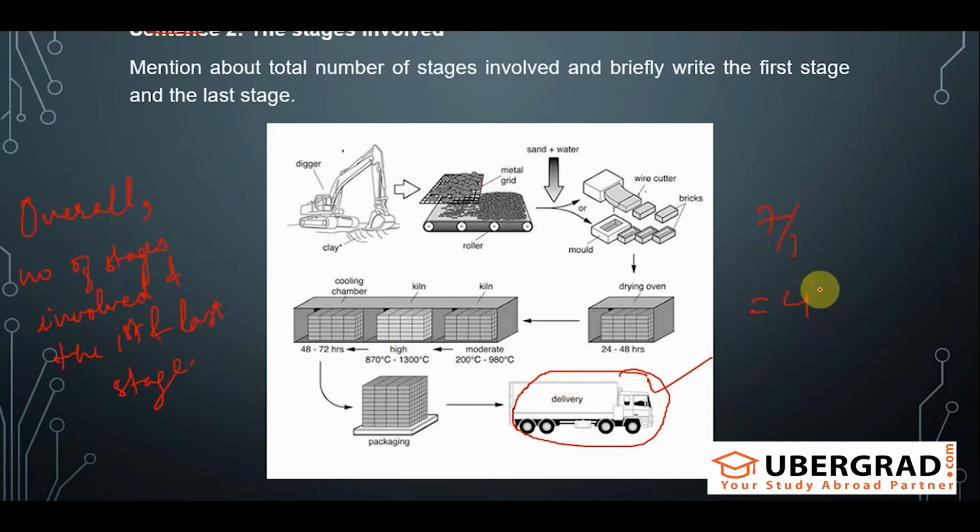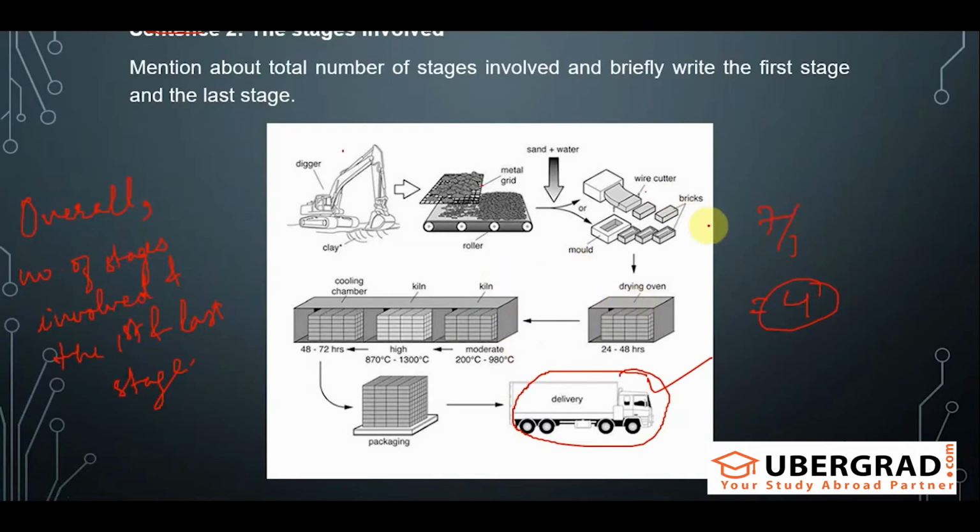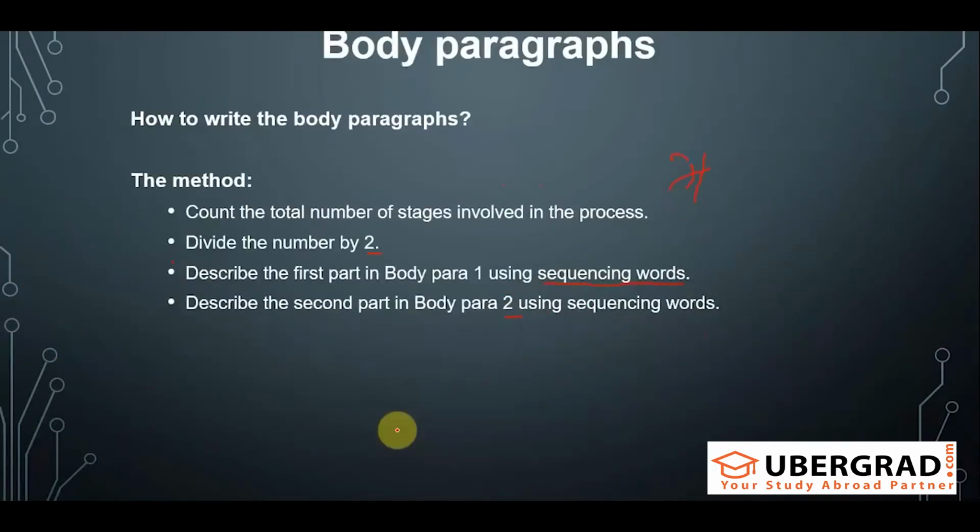You can write the first 4 stages, this one until this one, in 1 paragraph, or it's better if you write the first 3 in 1 paragraph and the last 4, because this is also about the bricks going in the oven. This is also oven. So the first 3 you can write in the first body para. The last 4 stages you can write in the second body para.